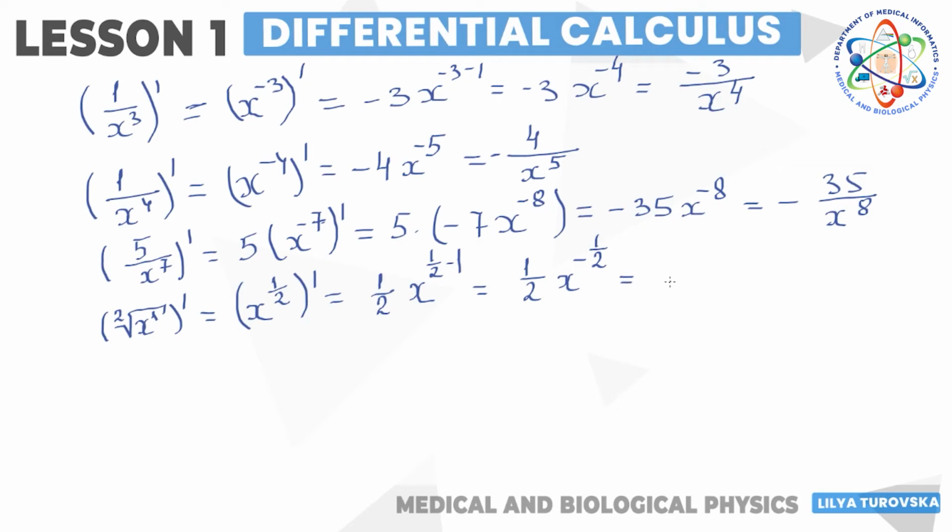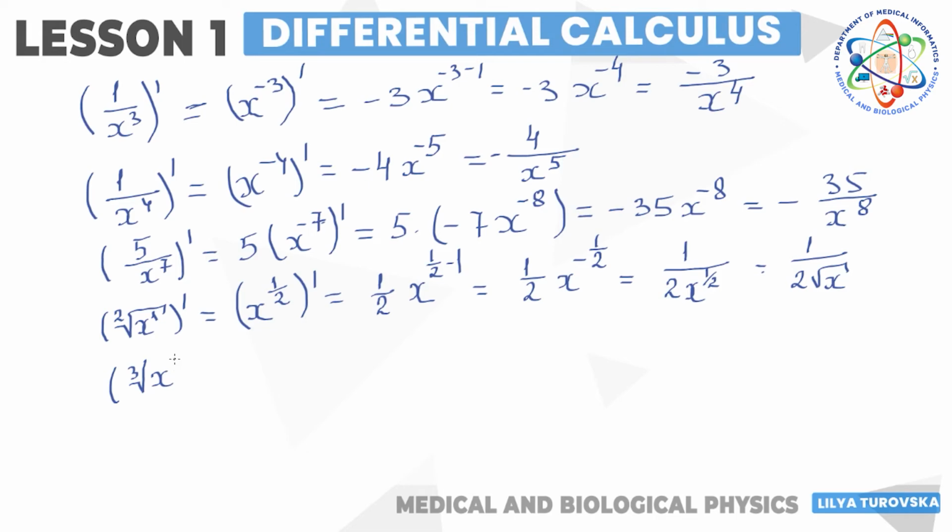Again, what can we do? We can bring it to the denominator. We have 1 over 2 positive, and x to the 1 over 2, we know that it is simply the square root of x. This is the answer. The derivative of the square root of x is 1 over 2 square root of x. One more example. What do we have?